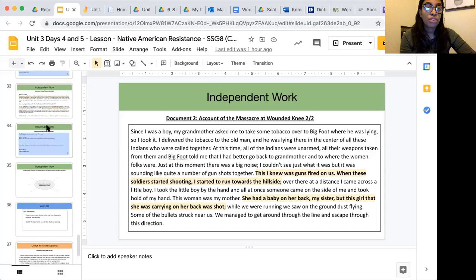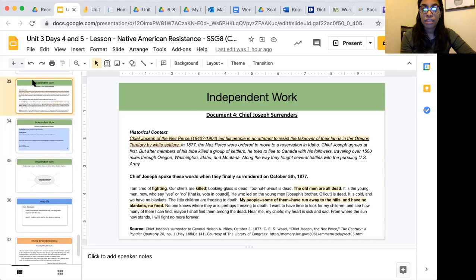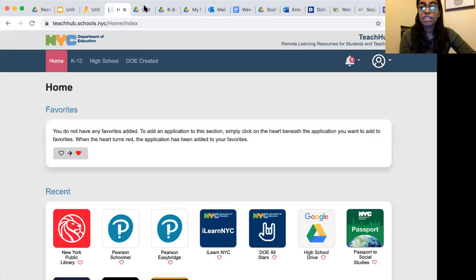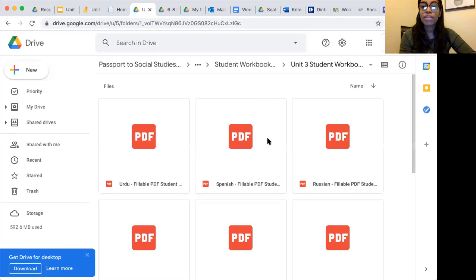So the reading that we're going to focus on is the independent work for document number 4. There are many different ways that you can do this. You can have students preview the text in their home language, which is accessible to them. If you go on Teach Hub, their student workbooks are actually available in many different home languages. And really making use of their home languages is pivotal to their understanding of the content and what's going on in your classroom. So that's number 1.